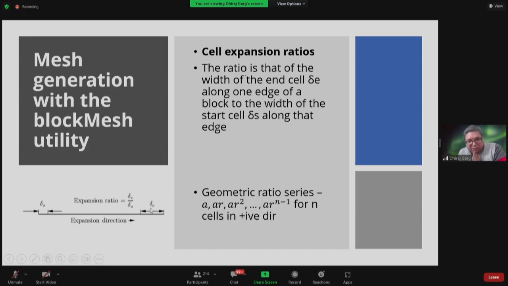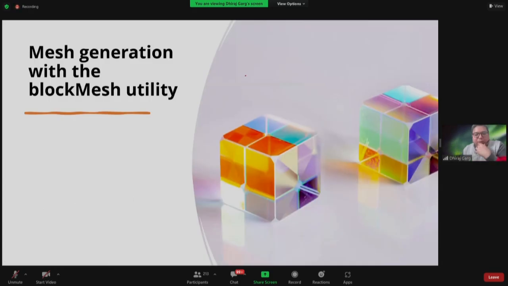Now, why do we require this at all? That we will see in a later part of the presentation. Next, once you have created the mesh, you may actually have to create several blocks, not just one block. Now, what to do? When you create multiple blocks, there are issues.